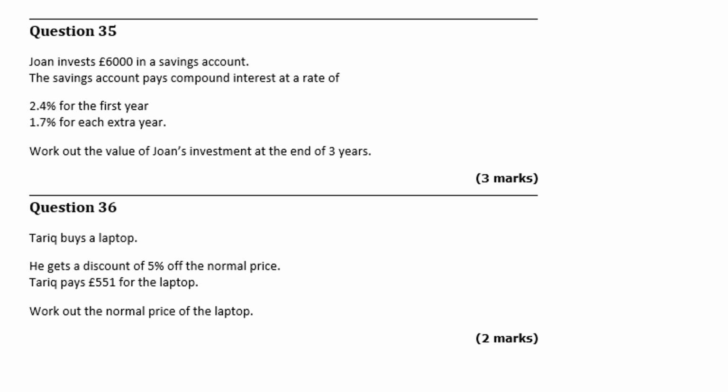If Joan invests £6,000 in a savings account, the account pays compound interest 2.4% for the first year. So we need to do £6,000 times 1.024, and that's just for 1 year. And then after that, whatever the answer is to that, we need to times it by the 1.7%, so that's going to be times by 1.017. Now this is the first year. If we want 3 years in total, then this will have to be squared, so that's another 2 years.